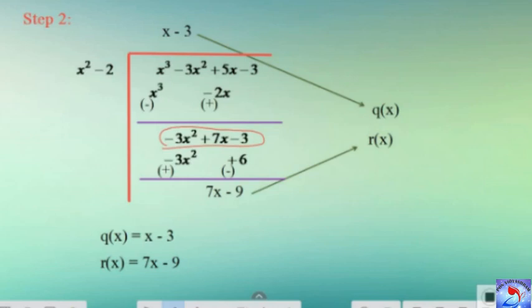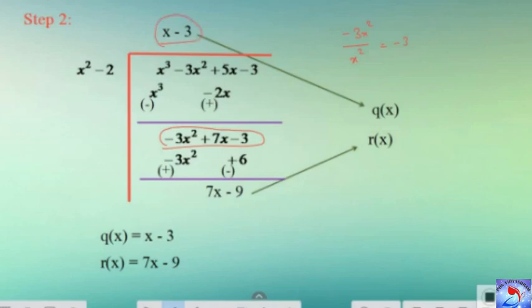Since this is our dividend, let's consider the first term of the dividend. The first term here is minus 3x square, and the first term of the divisor is x square. So when I divide one by the other, I get minus 3. So minus 3 has been added to the quotient that we had. We had x already. Minus 3 is added to it, leaving us x minus 3 as the quotient.